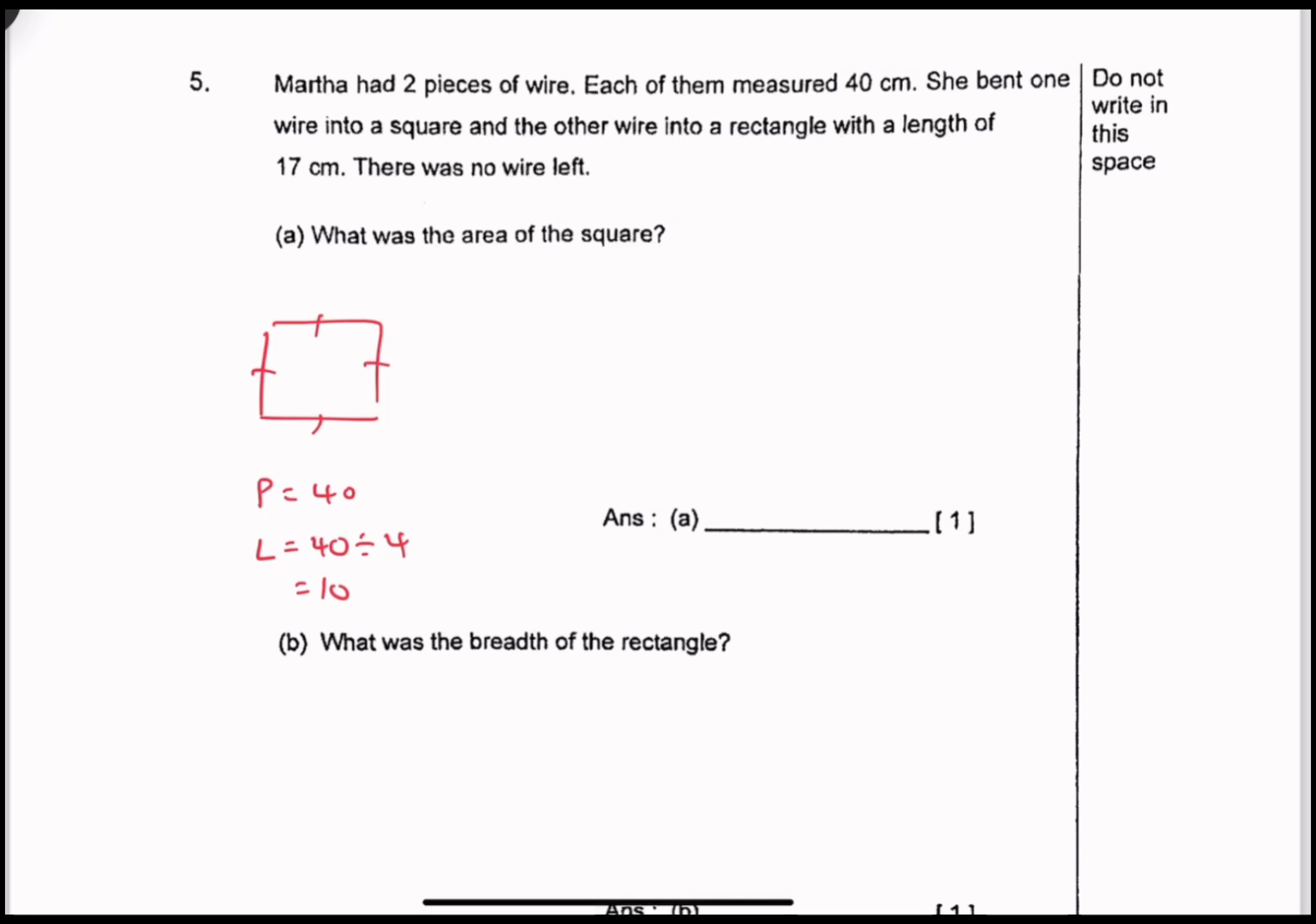And they want the area. So area is actually 10 times 10. That will give you 100 cm square. Alright, so this is the answer.